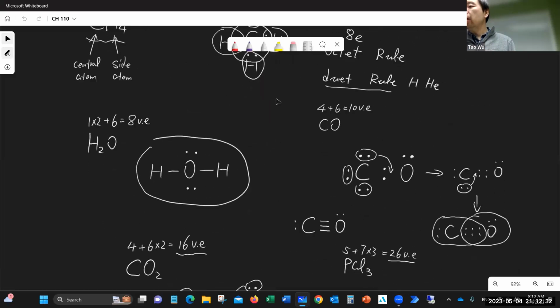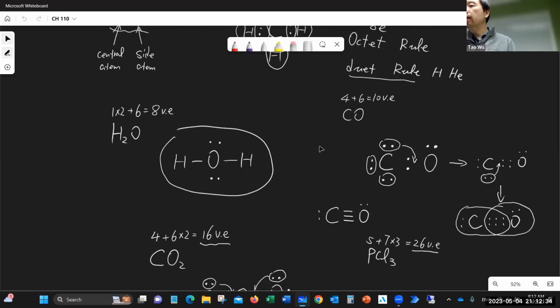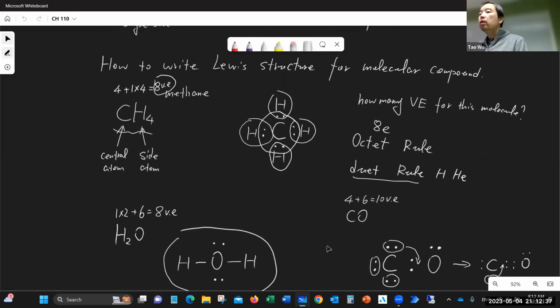We also talked about how to write the molecular compounds. First, you need to see which one is the central atom and which are the side atoms. The central atom is written in the center. If there is only one atom of an element, that is definitely a single atom and it's the central atom. The one that has more atoms is the side atom. So you put the side atoms around it, and each of the atoms will share with each other.